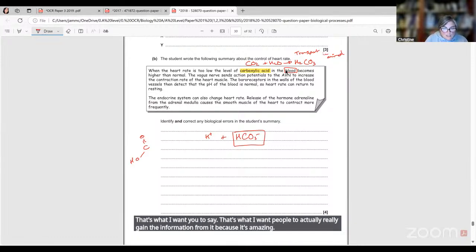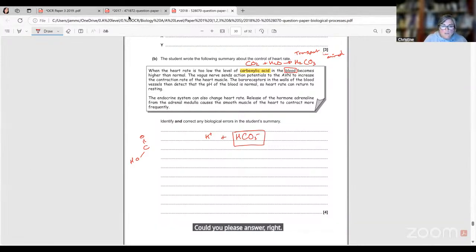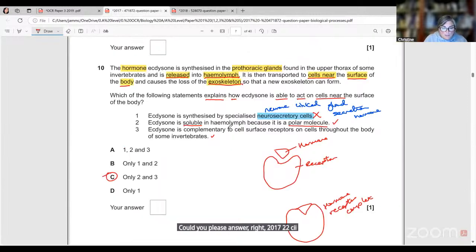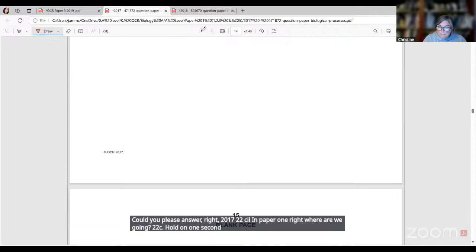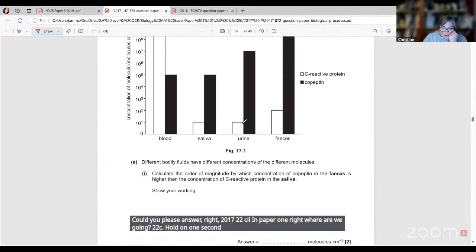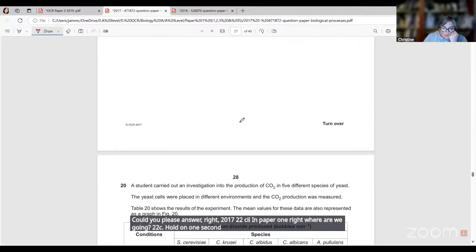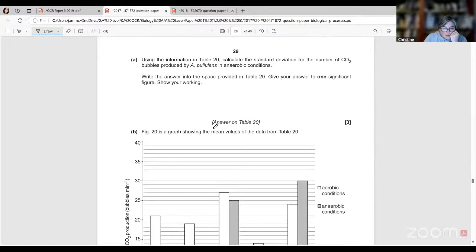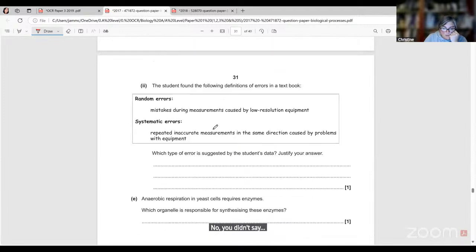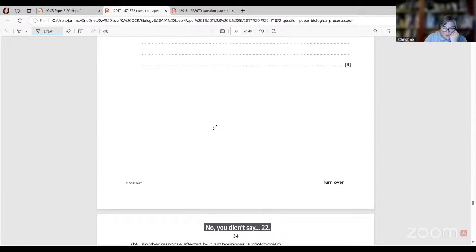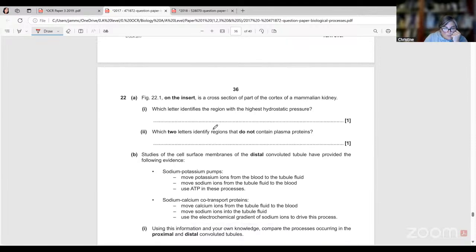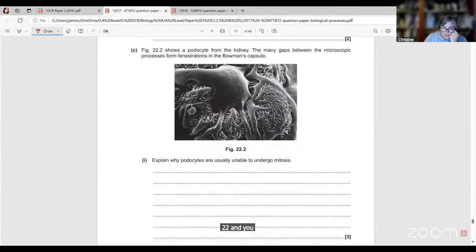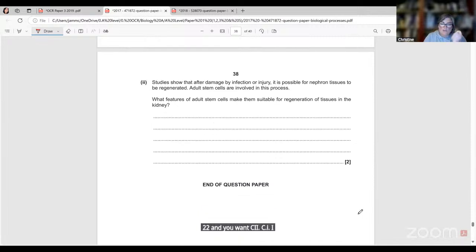Could you please answer 2017, 22 CII on paper one. Right, where are we going? 22 C. Hold on one second. Where have you gone? 21. 22, and you want CII. CI, okay. Right, okay.